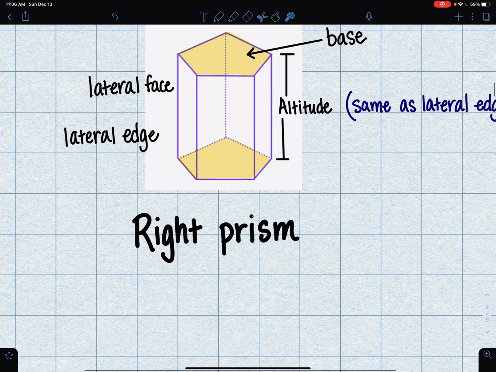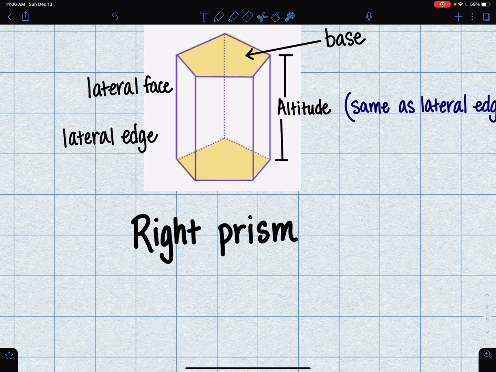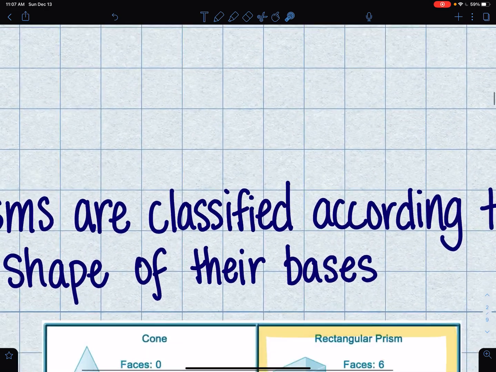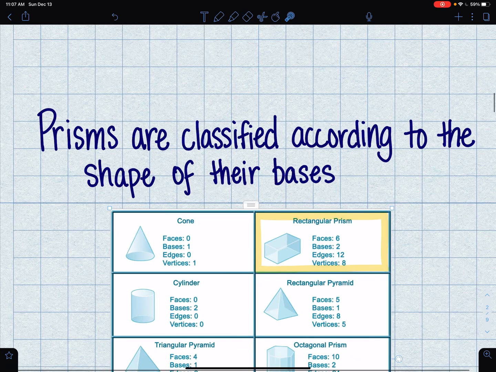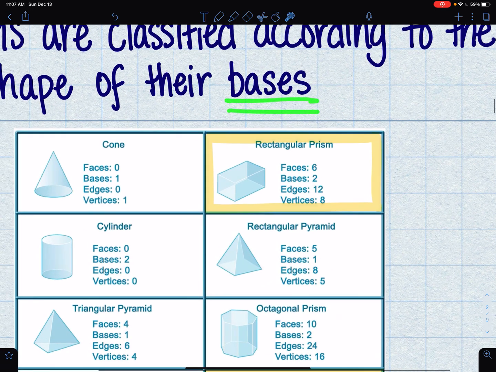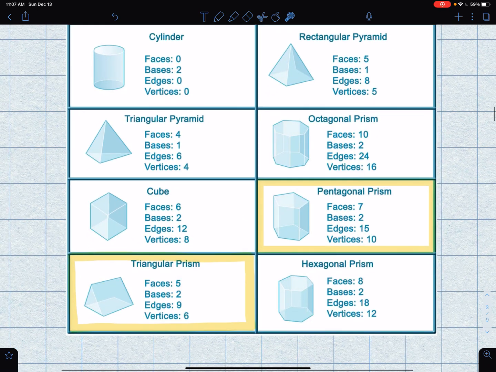Now prisms are classified and named according to the shape of their base. So they're going to get a name. It's not just a right prism. Right prism is a whole group of geometric three-dimensional shapes, but they're named according to the shape of their base. So these are some of the examples that they show us. We went over the right triangular prism. So this is a prism, but it's sort of laying on its side.